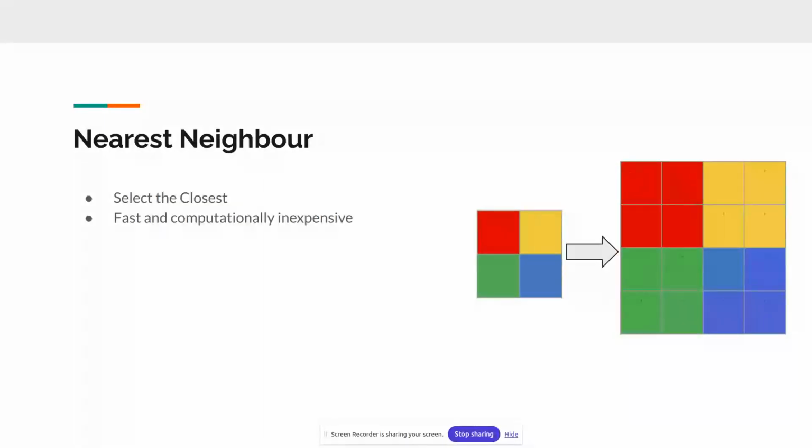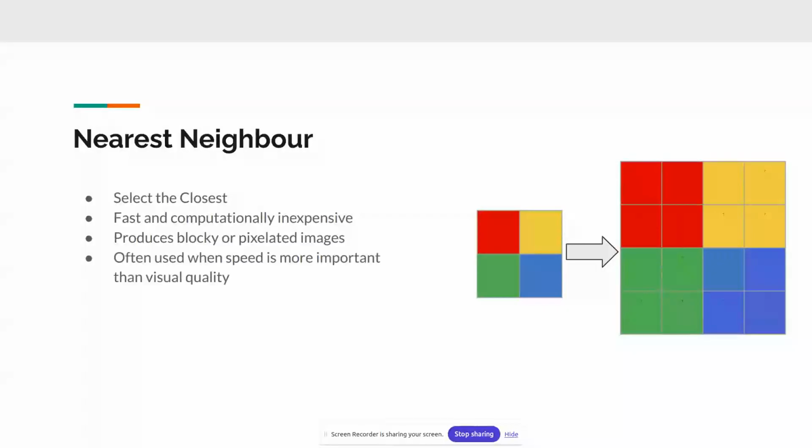It is fast and computationally inexpensive but produces blocky or pixelated images, especially when enlarging images. No smoothing occurs, so the result may look jagged or harsh. Often used when speed is more important than visual quality, e.g., real-time processing, low-resource devices.